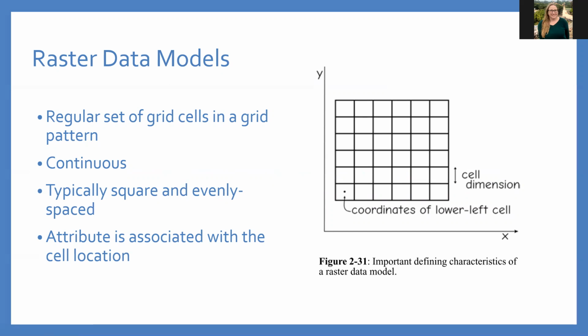So when I say continuous, I mean that there are no abrupt transitions like in the vector data model. Because of this, raster data is most often used for variables that change continuously across a region, like elevation and temperature.